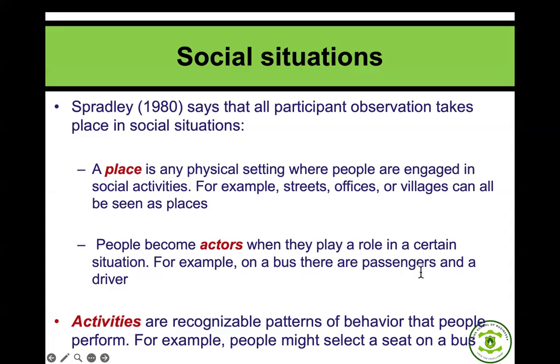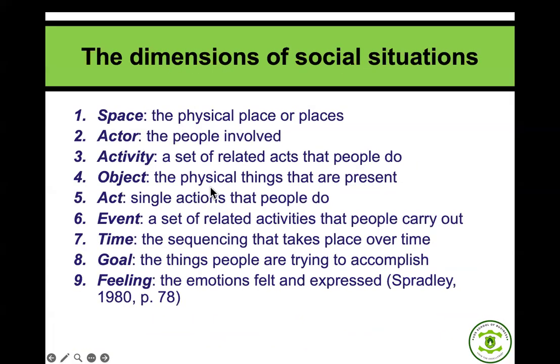These three elements, and I mean place, actors, and activities, form the basic framework for understanding social situations in participant observation. Each of those elements gives us different insights into the social world we are trying to study. Now, when we are analyzing social situations, according to Spradley, he identifies 9 key dimensions that researchers should consider.